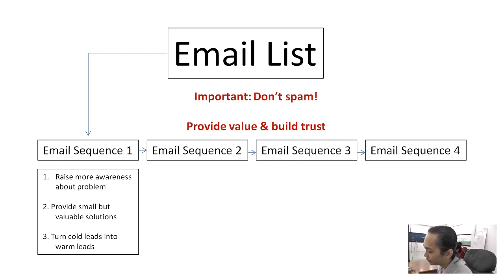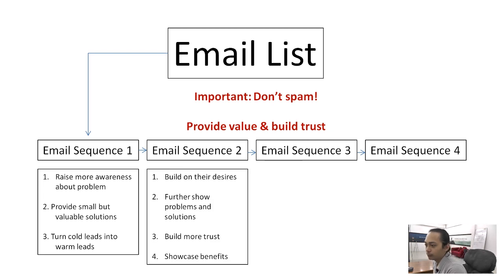So remember, again, if you were able to study and watch my previous course in this online course program, I taught you the types of leads. Cold leads are those who know nothing about you, warm leads know something about you, and qualified leads are those leads or potential customers who are most likely to buy from you. So the goal of this first email sequence is to turn cold leads into warm leads, right?